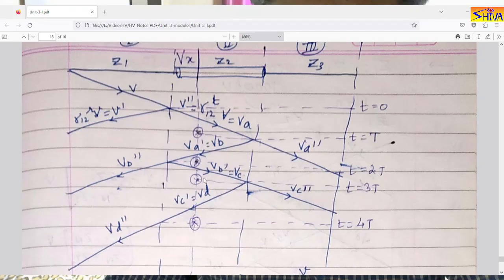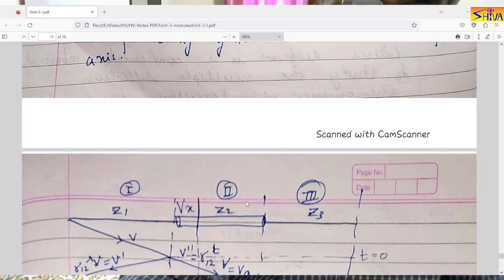At 3T, this is the intersection point. Above this, if we observe, there are three waves having magnitude VA, VB and VC respectively. So voltage will be VA plus VB plus VC. At T is equal to 4T, this is the intersection point. So above this, if we observe, this is one wave, magnitude VA, magnitude VB, magnitude VC and magnitude VD. So resultant voltage at 4T will be VA plus VB plus VC plus VD and so on.